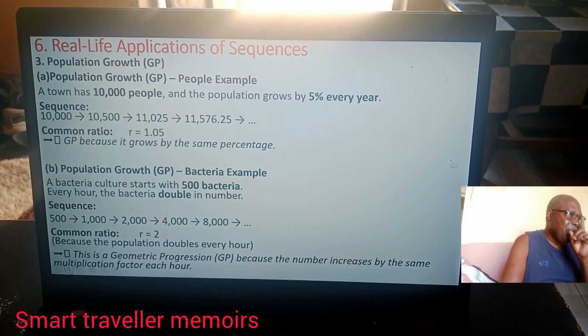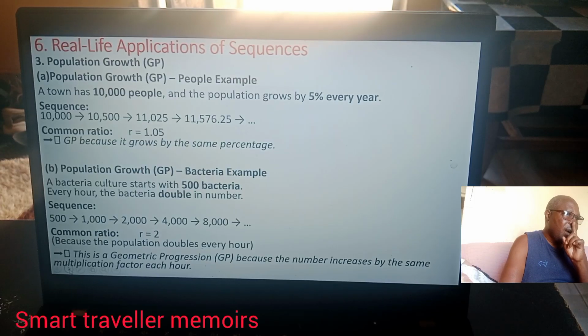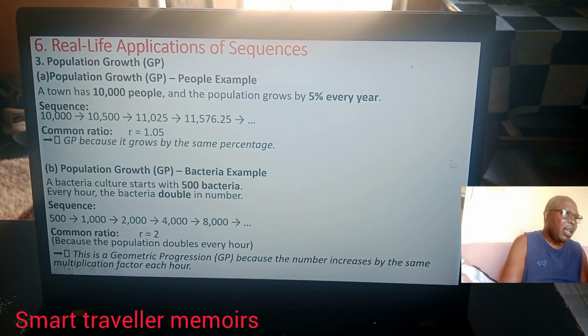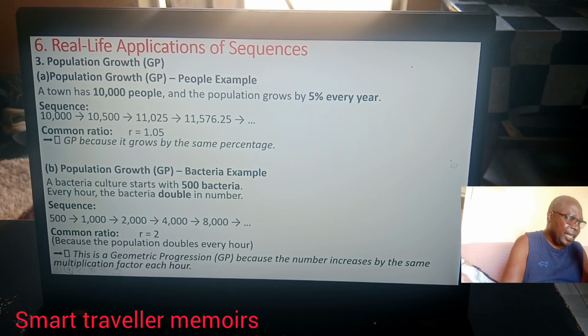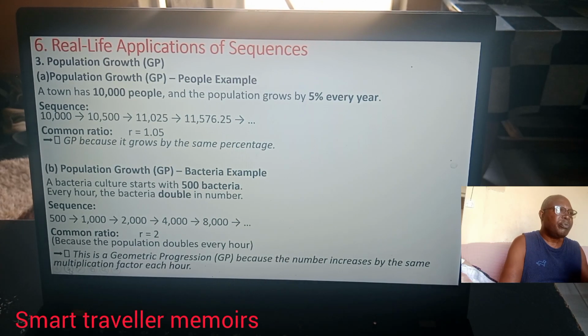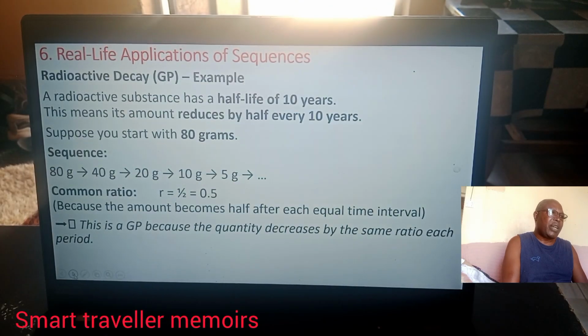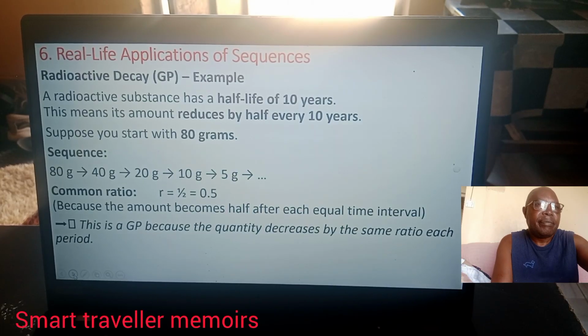If you have one bacterium, after 1 hour, you have 2. After 1 hour, that bacterium divides into 2. The second hour, each of these 2 bacteria will divide into 2. So this is a geometric progression because the number increases by the same multiplication factor each hour.